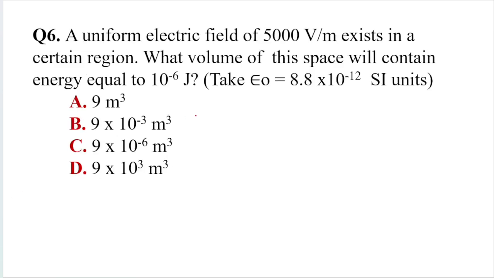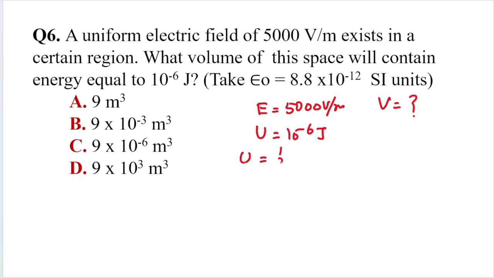Now, question number 6. A uniform electric field is given by 5000 volt per meter. What volume of space will contain stored energy equal to 10 power minus 6 joule? The energy is half epsilon naught E square into V, the volume. This implies V equals U upon half epsilon naught into E square.